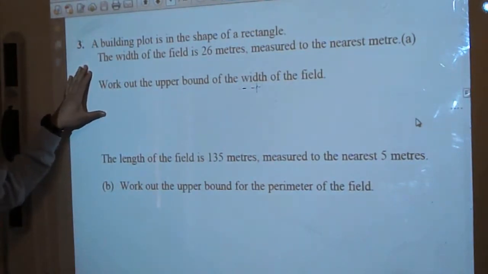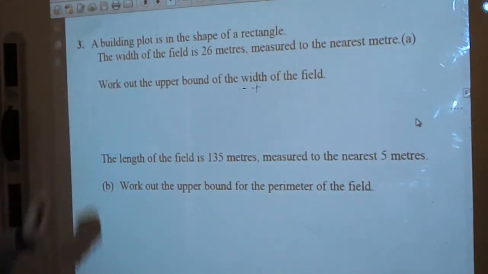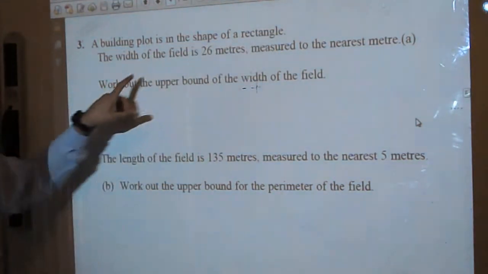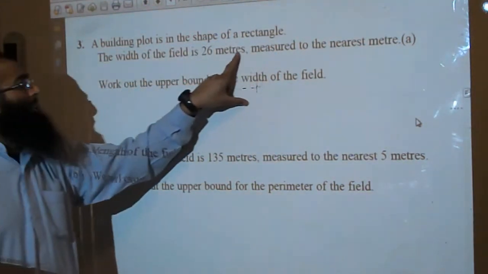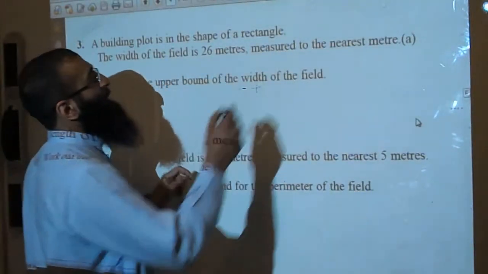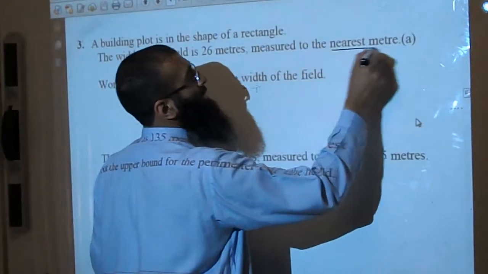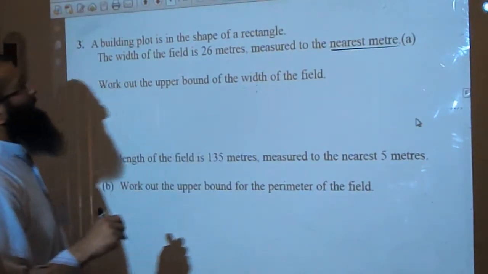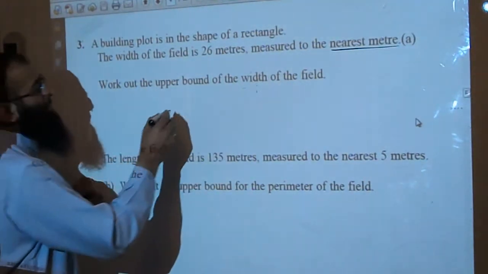Question number 3. A building plot is in the shape of a rectangle. The width of the field is 26 meters, measured to the nearest meter. That's the key word here. Nearest meter. Work out the upper bound of the width of the field. Okay, 26 meters.